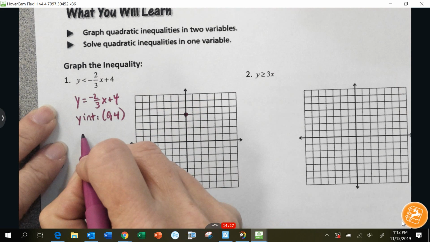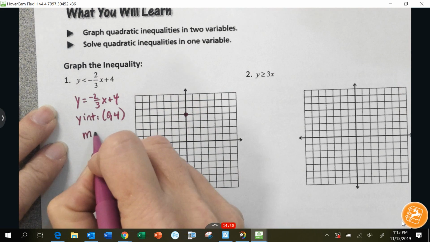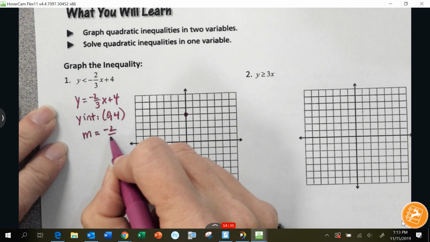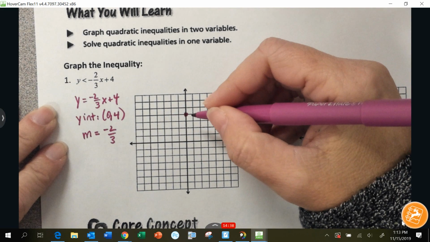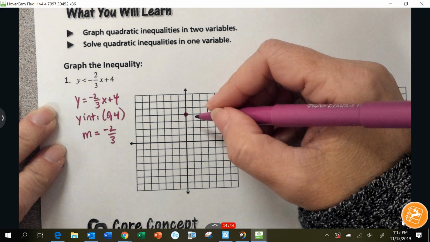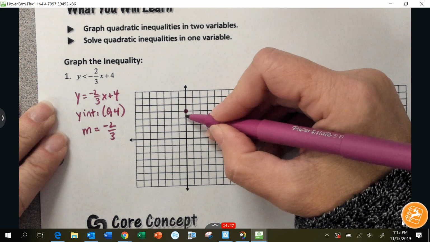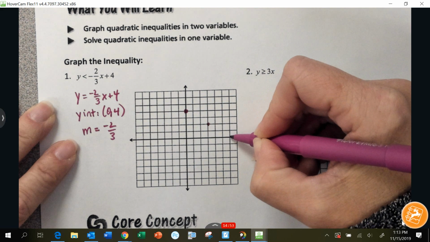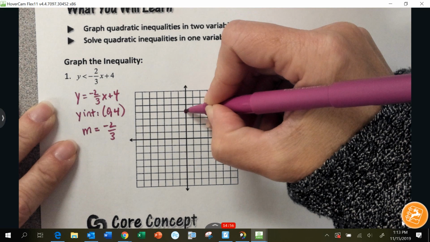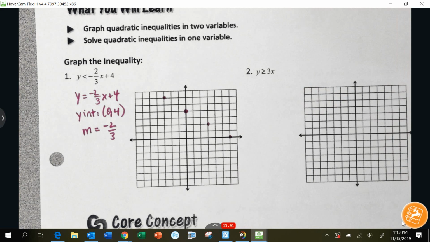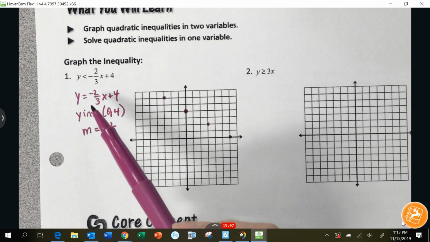And then what also do I need? Slope, which is negative 2/3. So do not do more than I'm doing right now, unless you remember how to do this from Algebra 1. Negative 2 over 3. Down 2, right 3. And I'm off the graph from there, so I'm also going to go up 2, left 3. Okay, so the first thing is to figure out where the line's going to go, but I'm not drawing the line yet because it is not an equal sign.